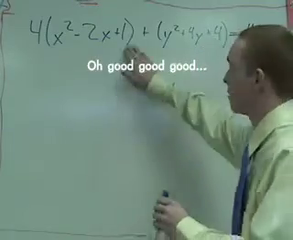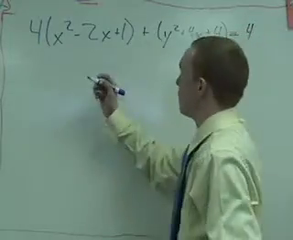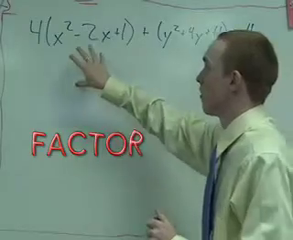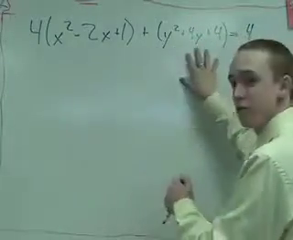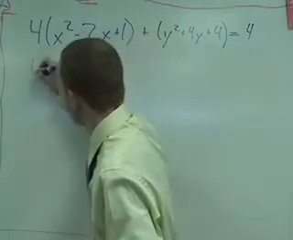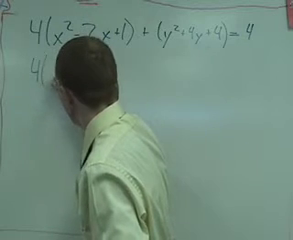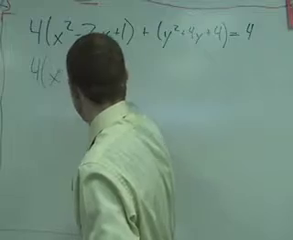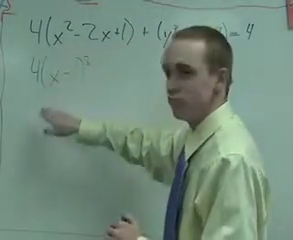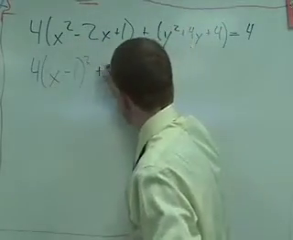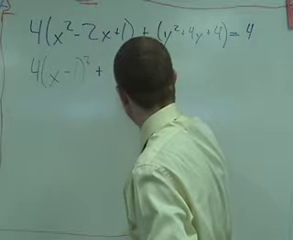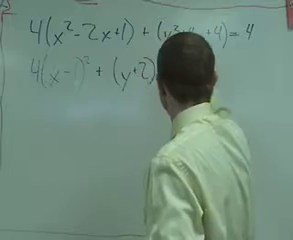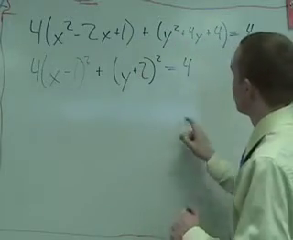So I just took and moved everything up right out of the base. The next thing we're going to want to do is factor these. Since we completed the square, this is a perfect square, and this is a perfect square. So we can take this, and we're going to get x minus 1 all squared. Then we're going to do the same thing over here, and we get y plus 2 all squared is equal to 4. See that?